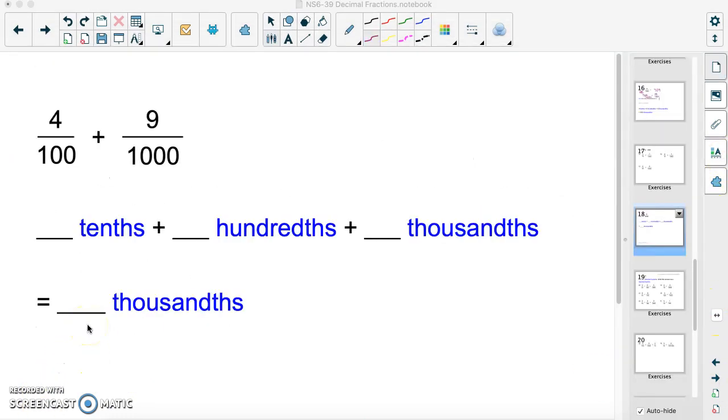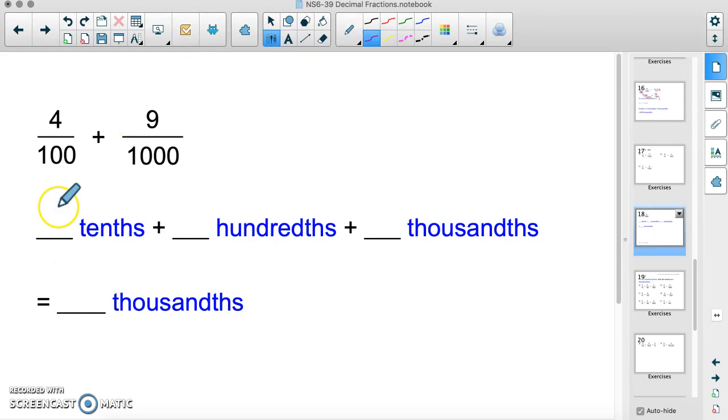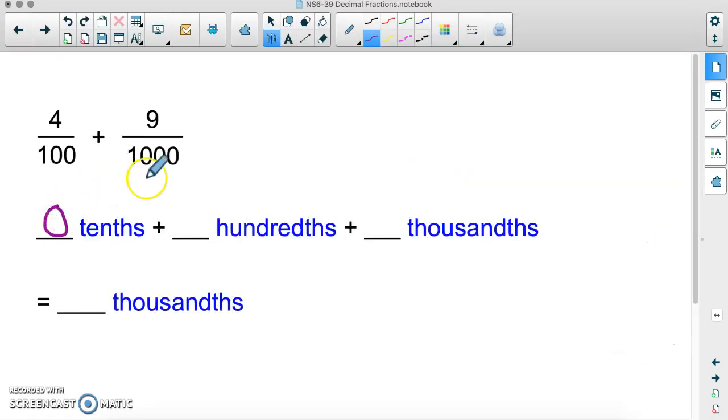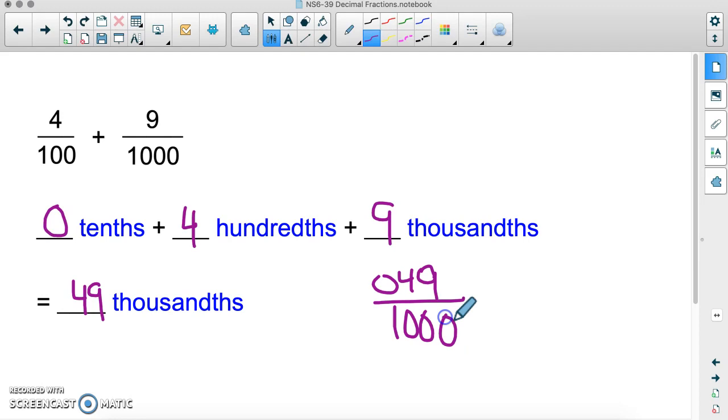Now we're going to repeat the process with 4 hundredths plus 9 thousandths. So when I write this out, I have 0/10, I have 4 hundredths, I have 9 thousandths, which is going to equal 49 thousandths. We don't write this as 049 over 1,000. That's not the proper way to write it. We take the 0 off at the beginning of the number. We never include the 0, so we write it as 49 thousandths just as it is over here, or we could write it as 49 over 1,000 if you wanted it in fraction notation.